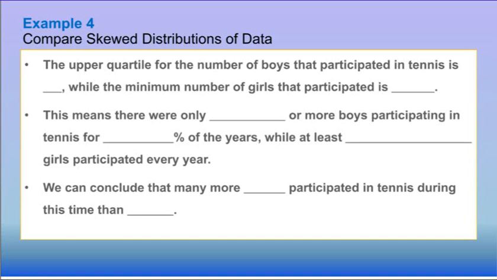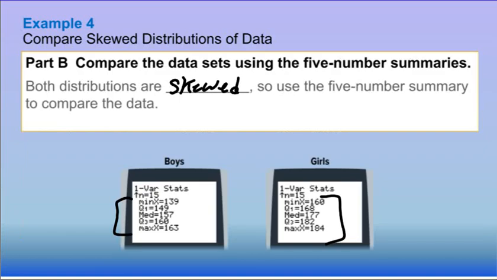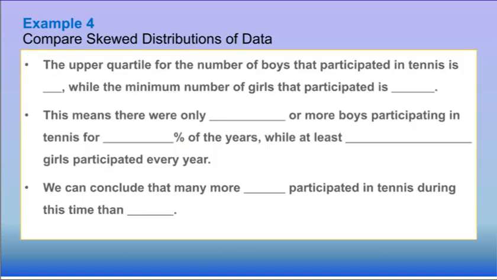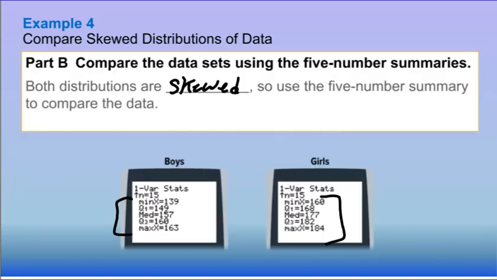So the upper quartile for the number of boys that participated in tennis is, so if we go with boys, the upper quartile, which would be quartile 3, and quartile 3 would be 160, while the minimum number of girls that participated was 160. If you look back here, the minimum was 160 for the girls, the maximum for the boys was 160.